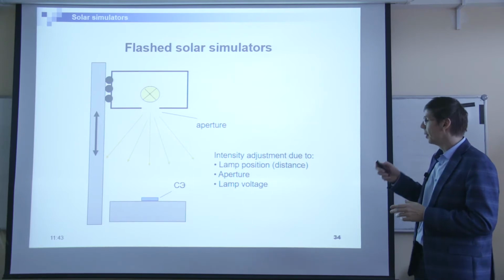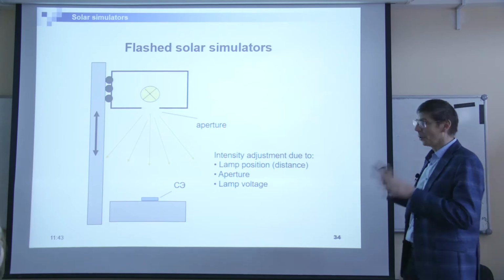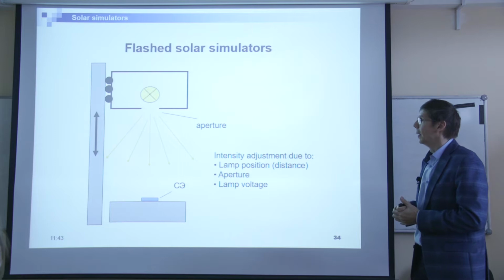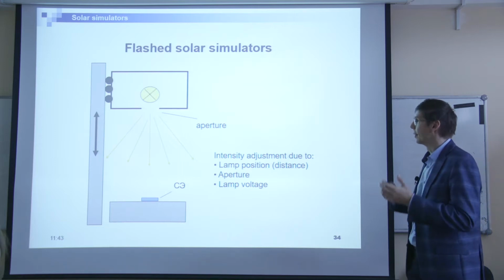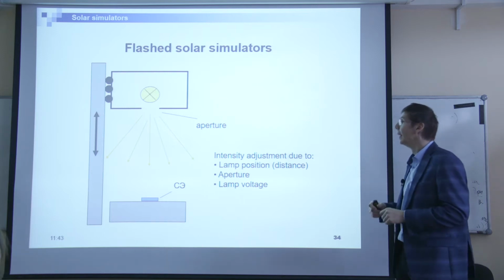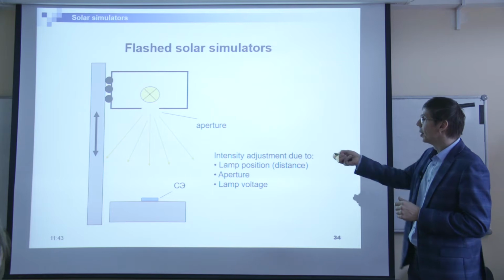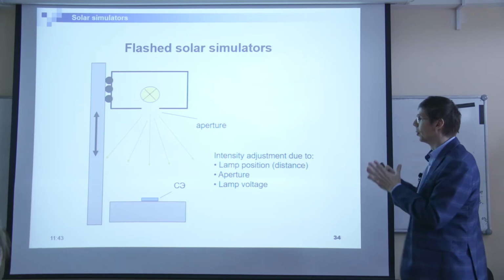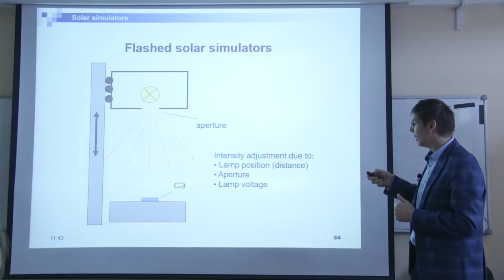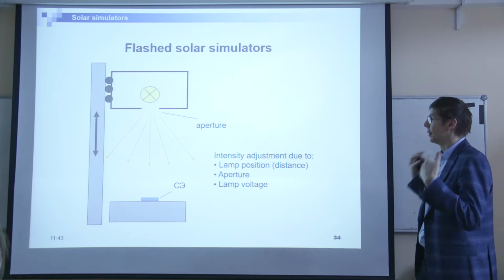The main idea is that you have some source of the light. It's again a xenon lamp, but in this case it's a flash xenon lamp. So it looks like a similar flash. You have a photo camera, and the main idea is that you have some aperture to control the intensity, and if you move the source of light, you can change the intensity.